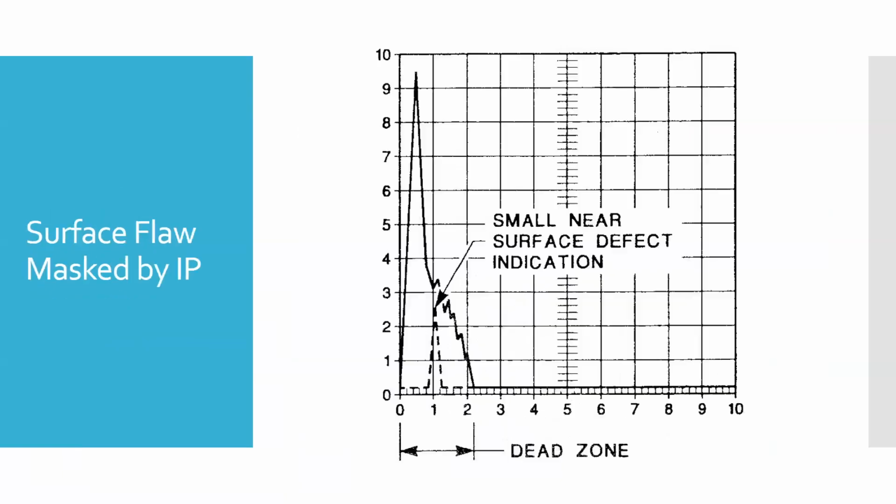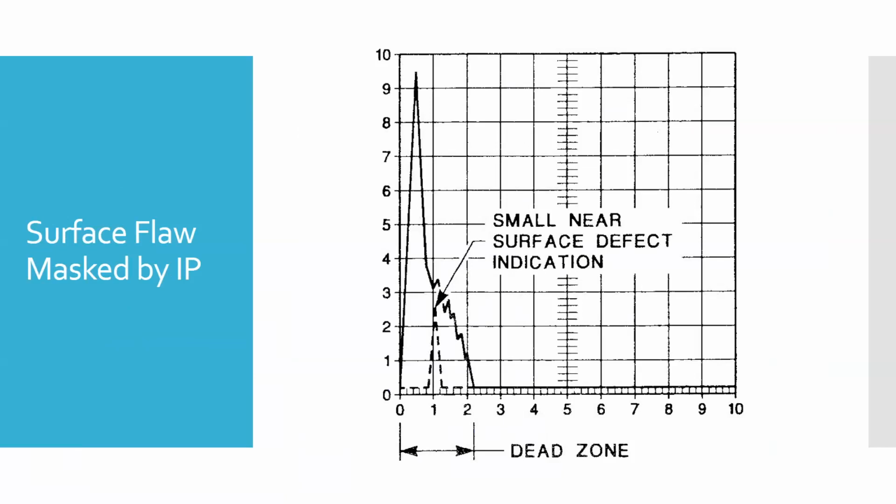Some other things we have to be aware of is we have that initial pulse on the left side. And if we find a near surface flaw, it can easily be masked by it. What they show is a surface indication that is going to be covered up by the fact that this initial pulse is here. That's in that dead zone, that dead zone we talked about right in front of the face of the probe. There's a couple things we can do to try to avoid this or to try to fix this.